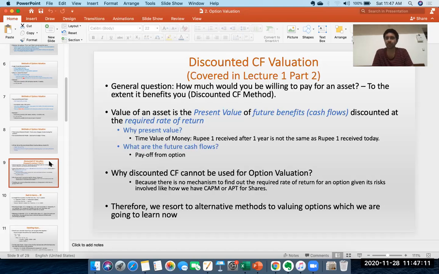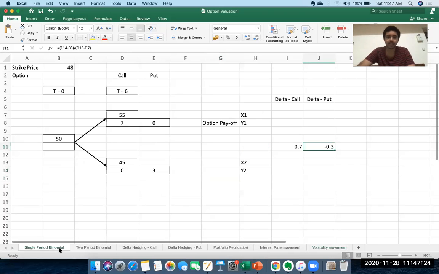Now think of a binomial model. If you remember in our example, we had a share whose current price was 50. I'll just bring the example on the screen. So we had a current share price of 50. The share price could go up to 55 or it could fall down to 45, which means, from a call option's perspective, the payoff of the call option could be either 7 or 0.